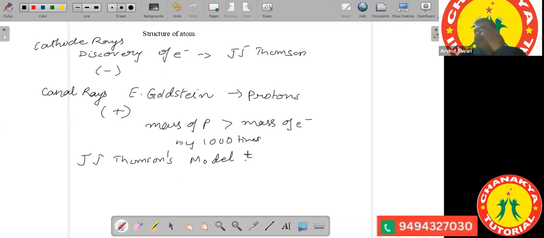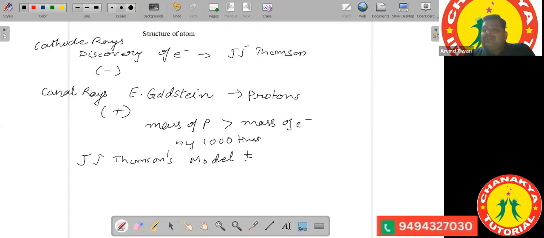So hence, the structure thought of by J.J. Thomson was that it's just like a plum pudding, where the atom is overall spherical in shape. The atom has an overall positive charge and negative charges are embedded in it.